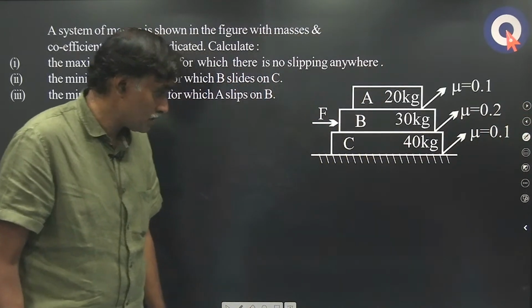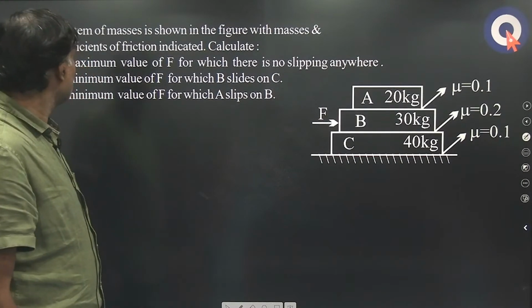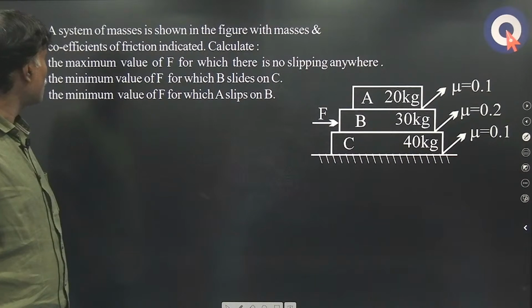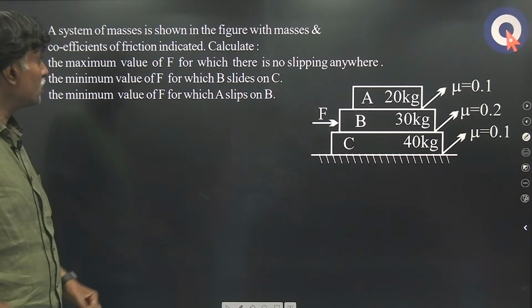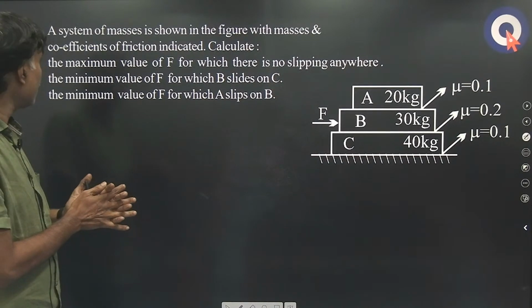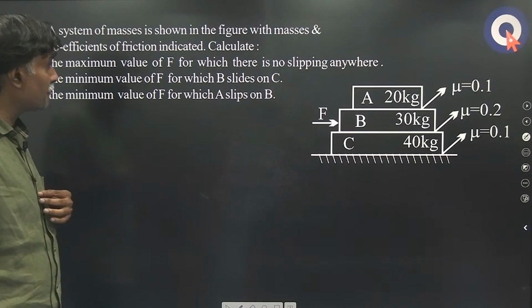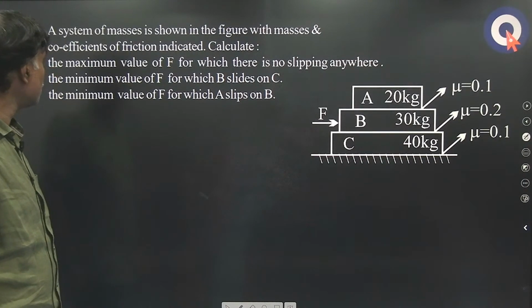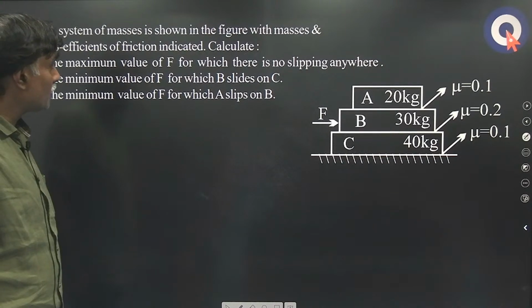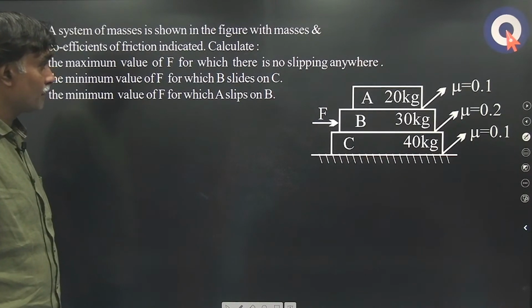Now the next question. This is from friction. 3 blocks. A system of masses is shown in the figure with masses and coefficients of friction indicated. Calculate the maximum value of F for which there is no slipping anywhere. That is the first bit. Second bit, the minimum value of F for which B slides on C. And the minimum value of F for which A slips on B.